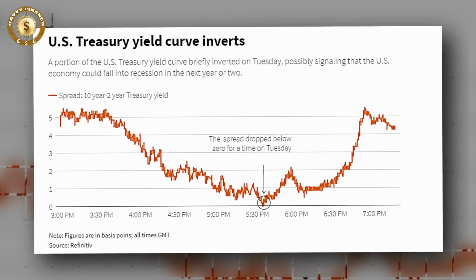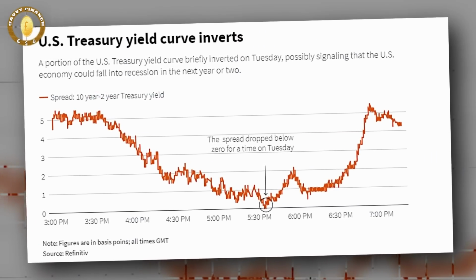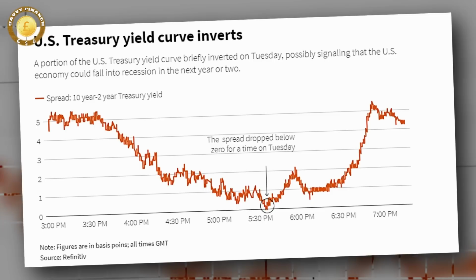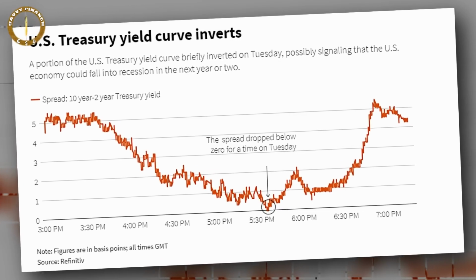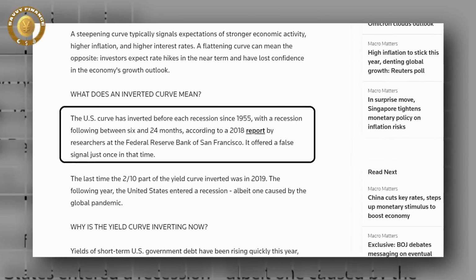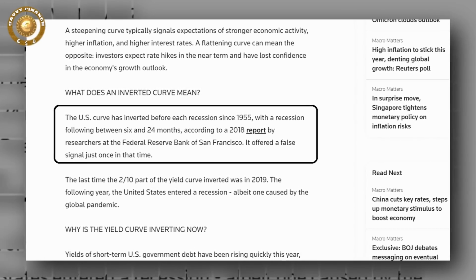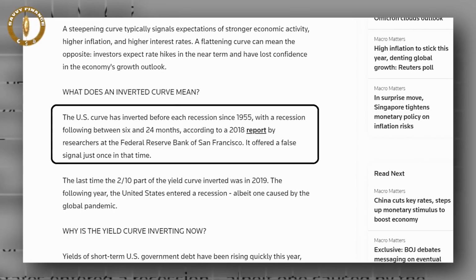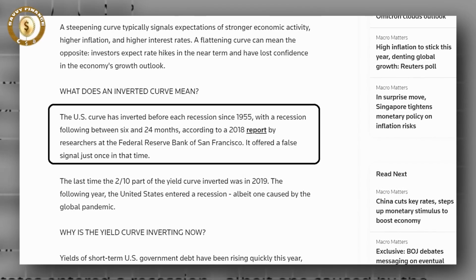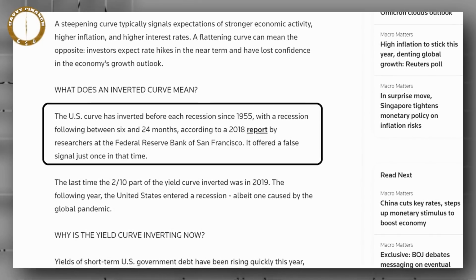What does an inverted curve mean? Investors watch parts of the yield curve as recession indicators, primarily the spread between the yield on 3-month Treasury bills and 10-year notes and the U.S. 2-year to 10-year curve. The U.S. curve has inverted before each recession since 1955, with a recession following between 6 and 24 months, according to a 2018 report by researchers at the Federal Reserve Bank of San Francisco. It offered a false signal just once in that time.